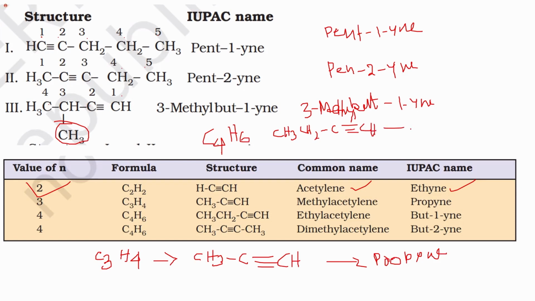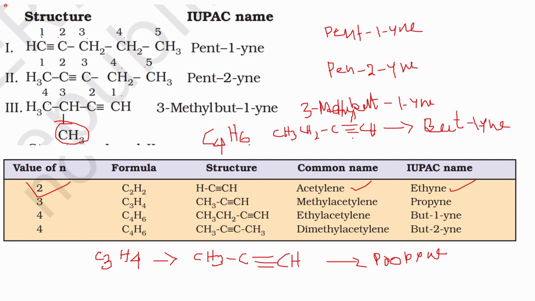Now what will be the 1-butene, or but-1-yne? Because in the 1 position, the alkyne group is present, that's why the number of carbon is 4. So but-1-yne. Now then we'll discuss the C4H6 isomers.